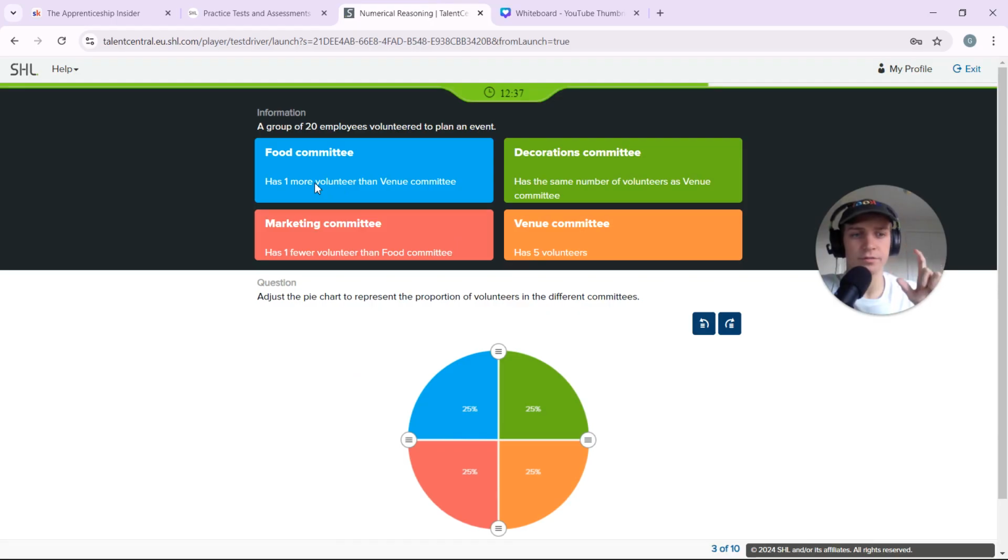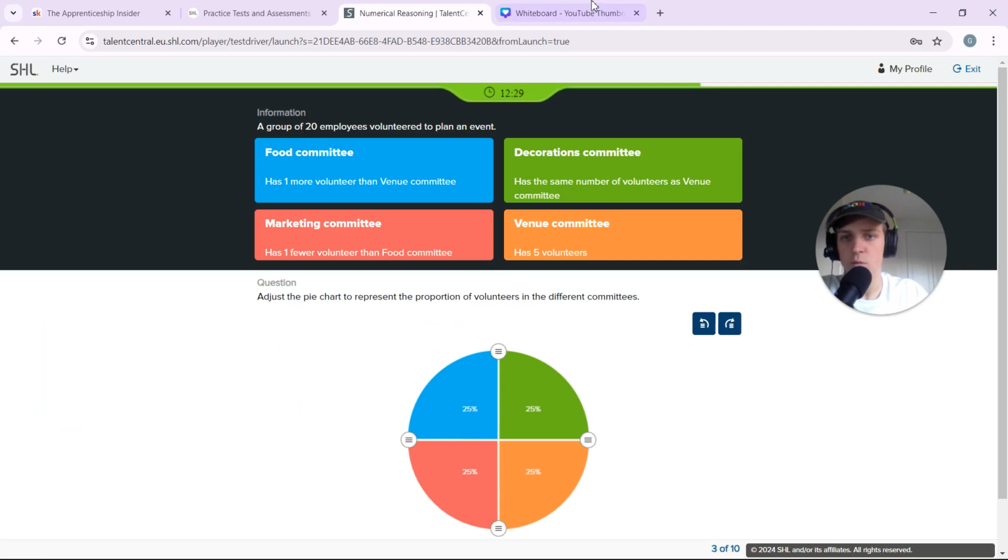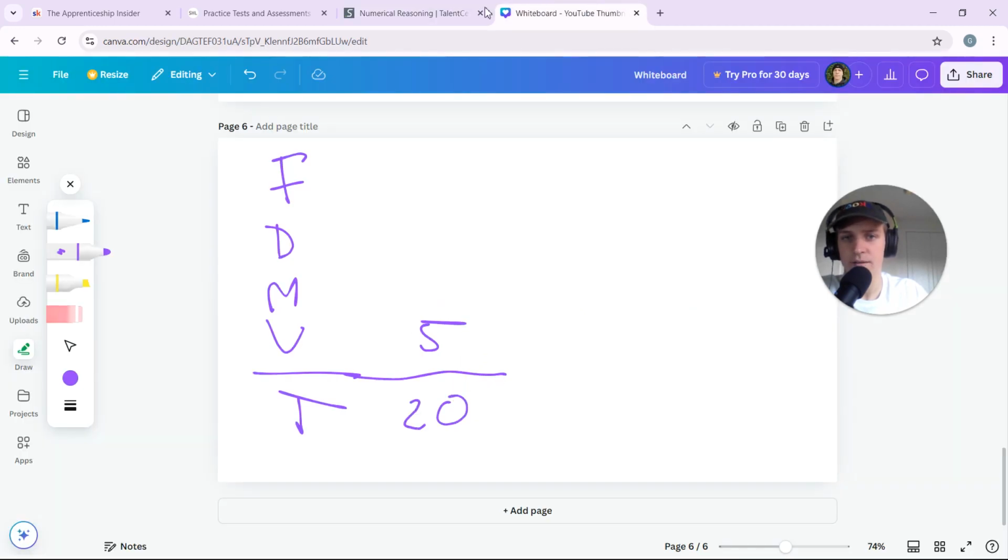You have to look for an absolute value, okay? If it's one more, one fewer, 2 times, same number, that doesn't tell us anything. We have to start off with an absolute value. What is a solid number? It's given us a venue, which is 5. Okay, so venue is 5. And then also I forgot to add this one, 20 in total. Okay, 20 and 5.